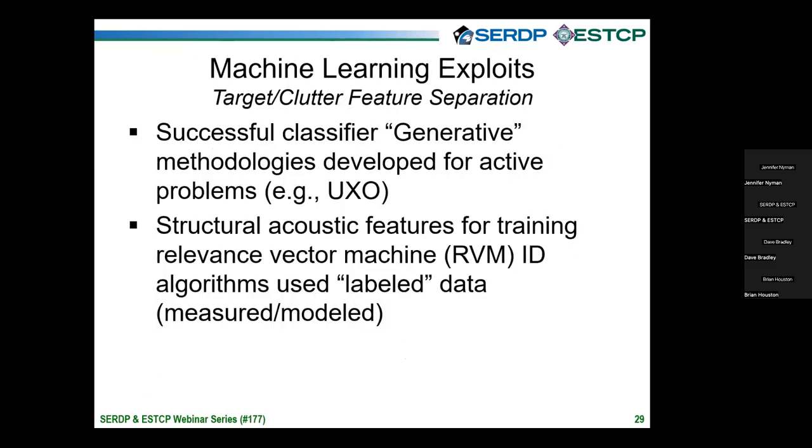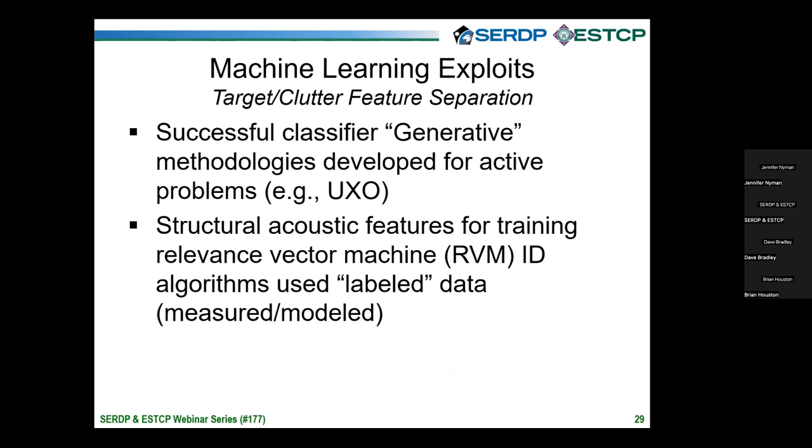So machine learning, successful classifiers of a generative nature, those methodologies were developed very early on using the experimental databases and the numerical databases that we developed in the course of our research. So structural acoustics features for training relevance vector machines were what we centered our research on because of the high success rate that we were having with those databases.